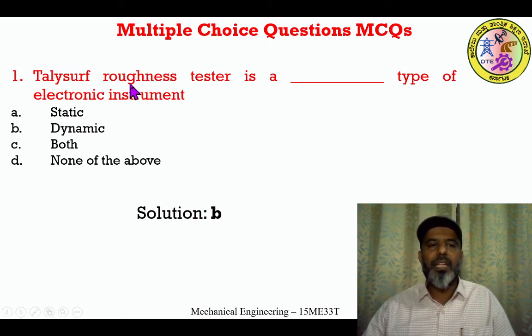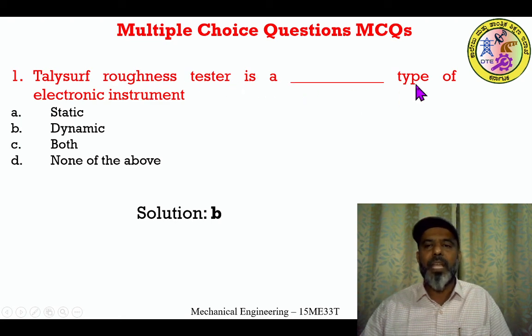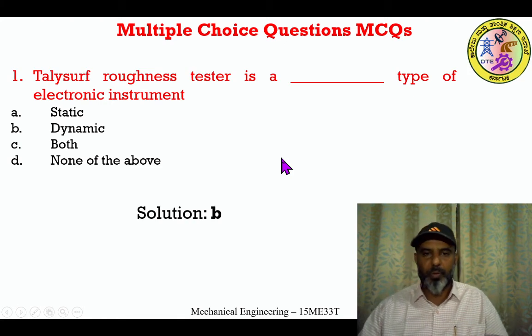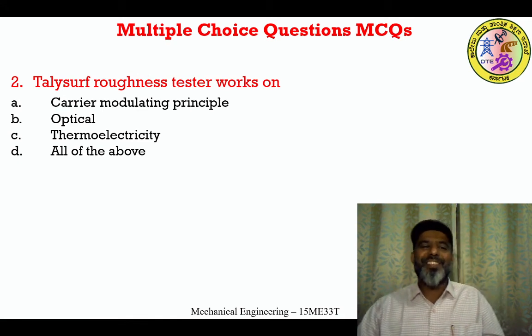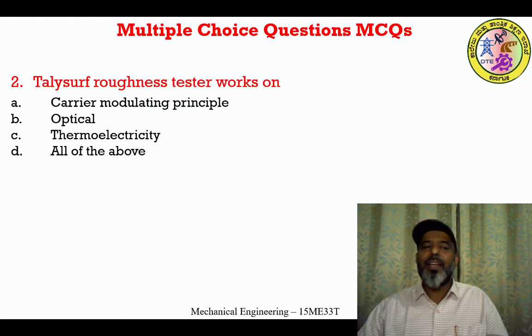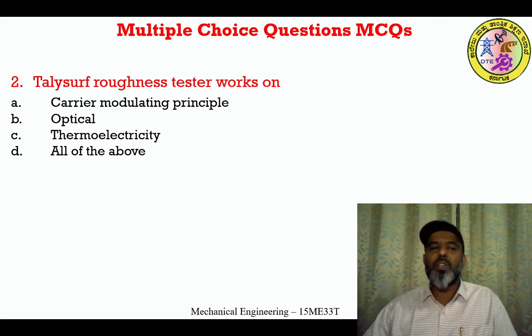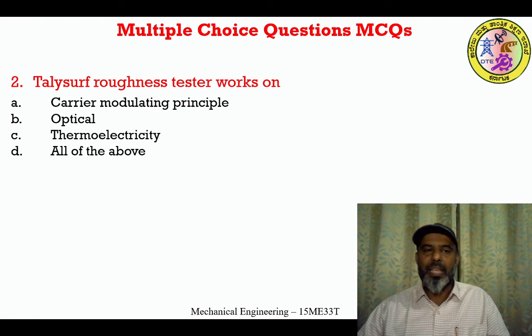That is, the TALYSURF surface roughness tester is a dynamic type of electronic instrument because it gives rapid output. Now let us go for the second question. The second question is very easy, and here the question is, the TALYSURF surface roughness tester works on: A, carrier modulating principle; B, optical; C, thermoelectricity; D, all of the above.